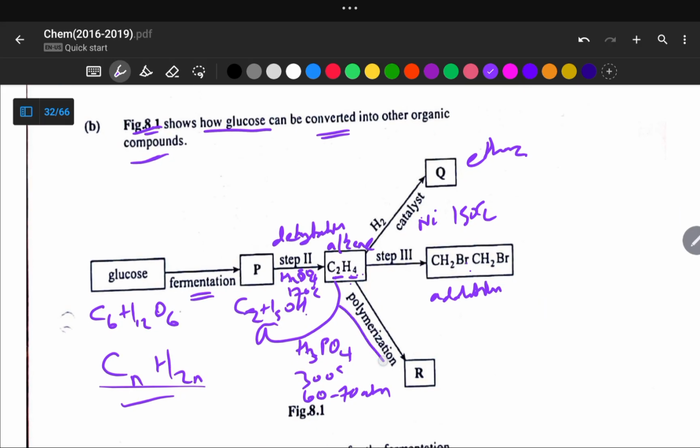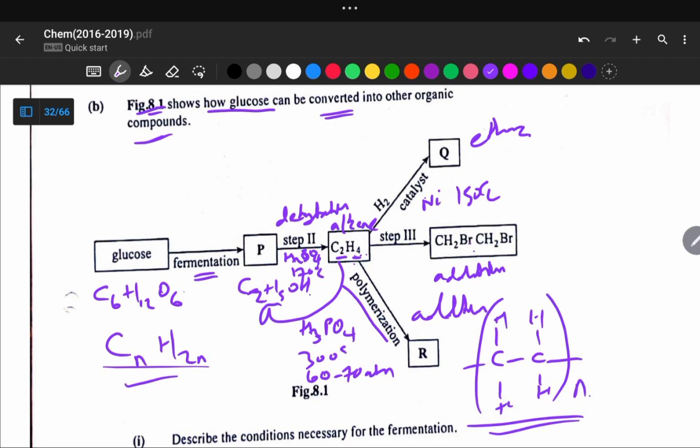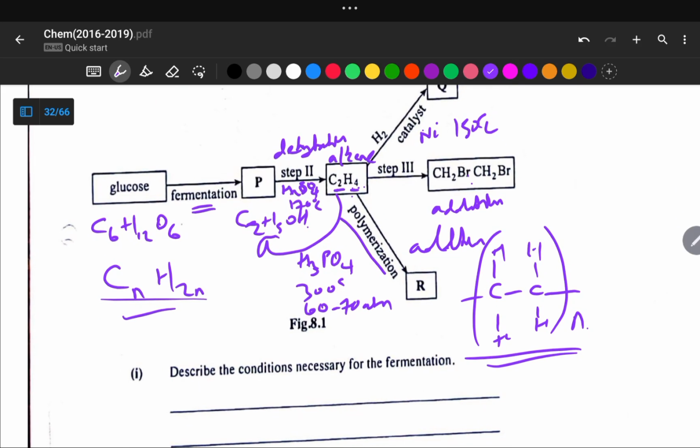And then the polymerization. This one is addition polymerization to form polyethene, right? So we are going to have C and then H and then H and then H and then H, and then we can have this as the polymer, right? The question says: describe the conditions necessary for fermentation.